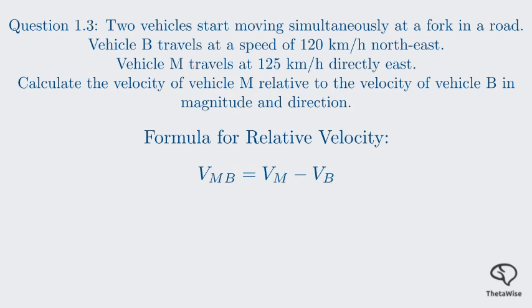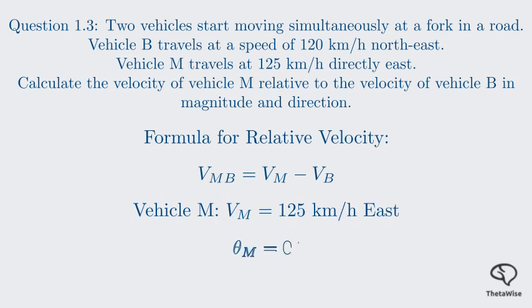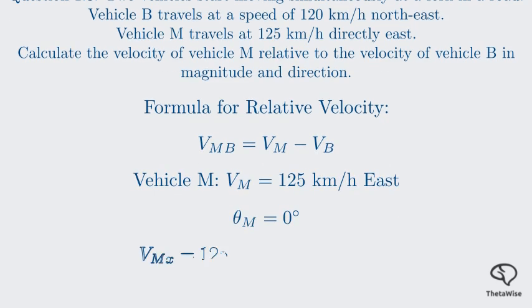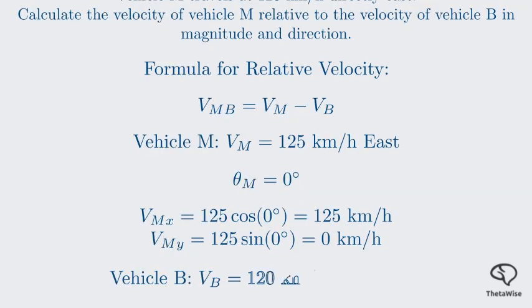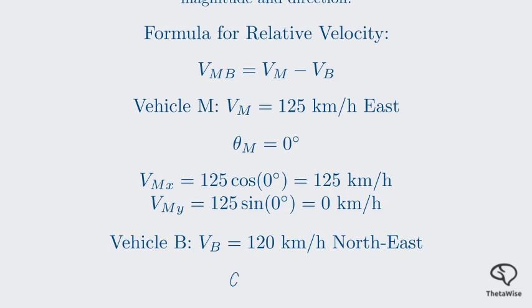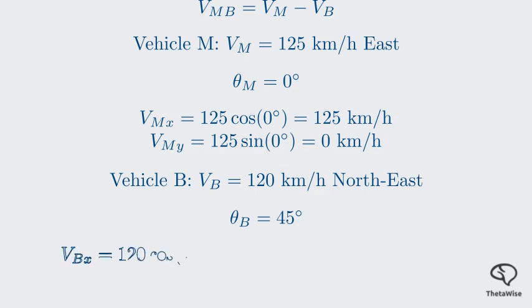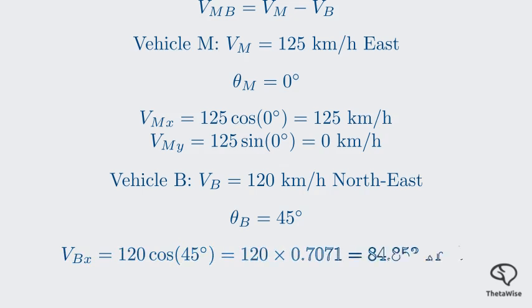Before we can subtract, we must first express both vectors in component form. For vehicle M, the velocity is 125 km/h due east. The standard angle is 0 degrees. So the components are 125 and 0. For vehicle B, the velocity is 120 km/h northeast. The standard angle is 45 degrees. The horizontal component is 120 times cosine 45, and the vertical component is 120 times sine 45. Both are 84.853 km/h.